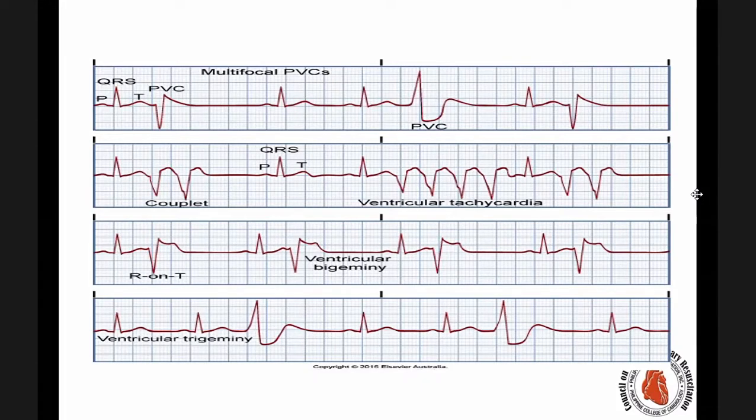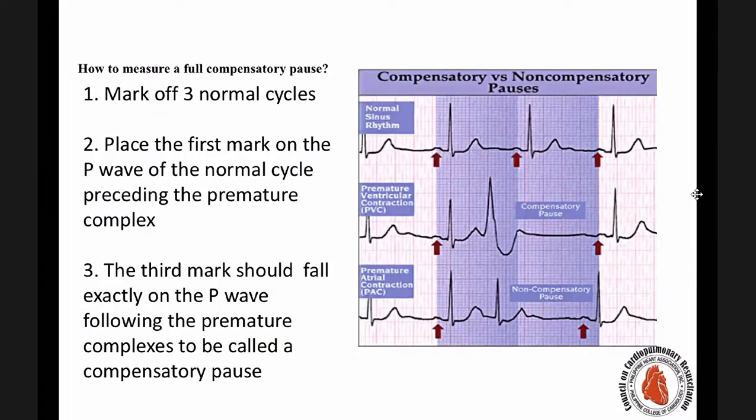So this is how we differentiate a compensatory pause versus a non-compensatory pause. A premature atrial contraction, for example, this is a PAC, so normal beat, then this is a PAC. It also has a pause here, but we call it a non-compensatory pause. This is a PVC, and there is a pause here before the next normal beat, but this is called a compensatory pause. So ano ba ang compensatory pause?